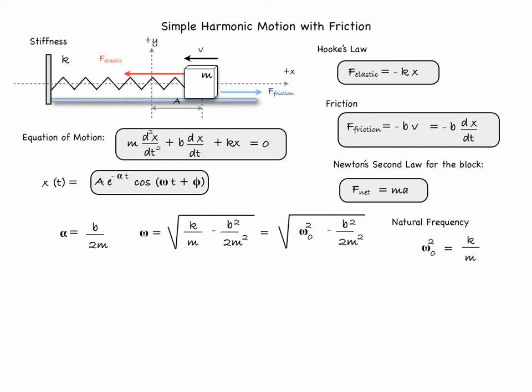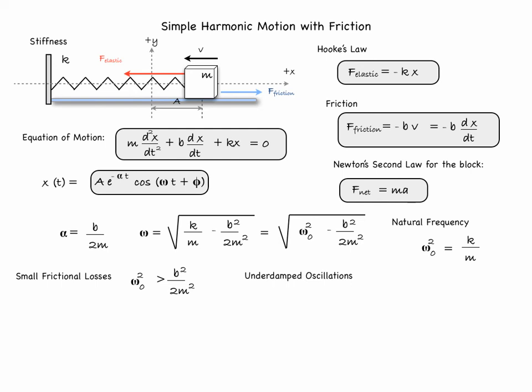So we have the solution of that equation of motion, and here is a brief summary of what we have got. Our results show that the function that we chose for the displacement is indeed the solution to the equation of motion if the coefficient alpha is equal to b over 2m, and the angular frequency omega is equal to the square root of omega naught squared minus b squared over 2m squared. Remember, omega naught was the frequency with which the system oscillates in the absence of friction. Its square is always equal to k over m.